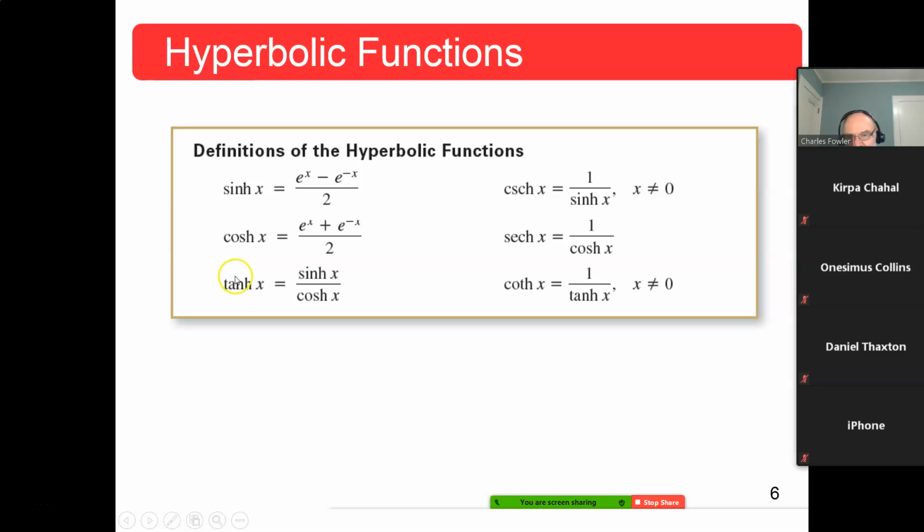Hyperbolic tangent would be the ratio of hyperbolic sine to hyperbolic cosine. There's another way they're similar to trig functions. If you did that, it would just be e to the x minus e to the minus x, over e to the x plus e to the minus x.